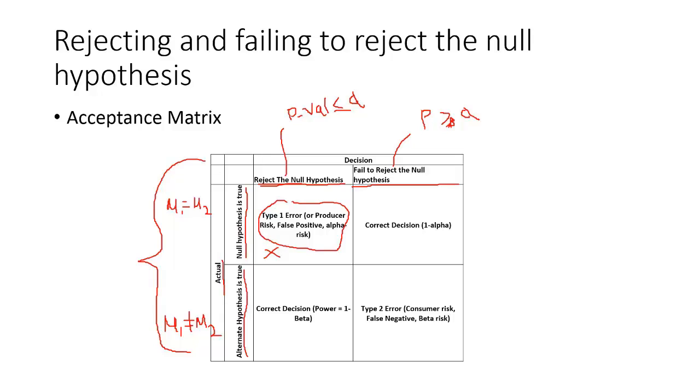It's just noteworthy that that's also sometimes called the producer risk, the false positive, or the alpha risk. We won't go into each of those terms. For instance, producer risk is seen more from a manufacturing context, false positives are seen more from a medical context, but if you think about it, it definitely makes sense.